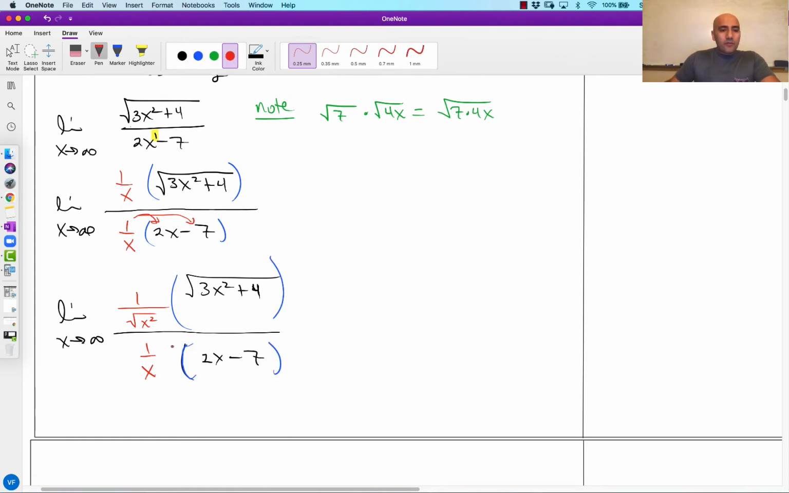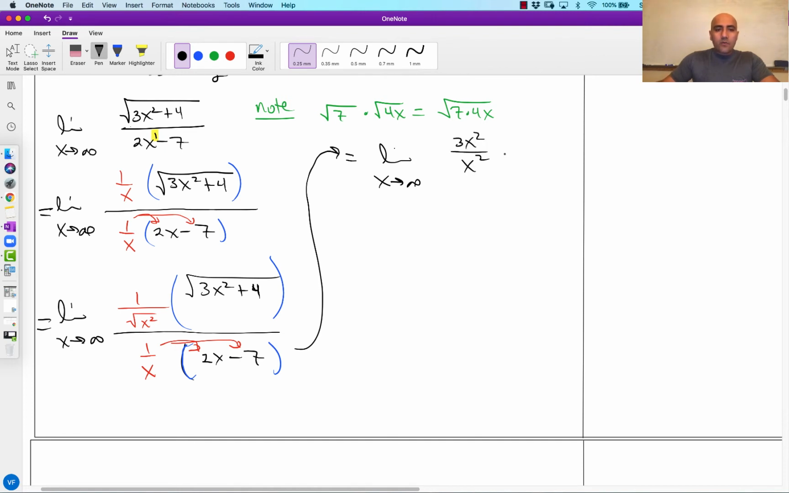Okay, so now when I distribute, I can distribute here and I can distribute there. And then I can tuck them all under one big happy root and bring in the 1 over x squared inside this root. So let's put it over here. This is now equal to the limit as x approaches infinity of 3x squared divided by x squared plus 4 over x squared, all of that inside a square root function. That's just in the numerator. And in the denominator, I'll have 2x over x minus 7 over x.